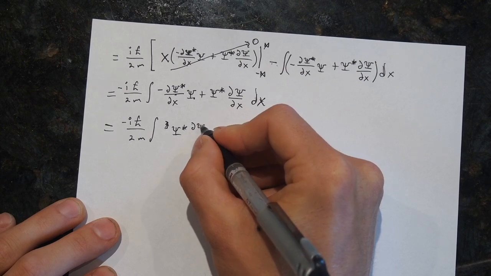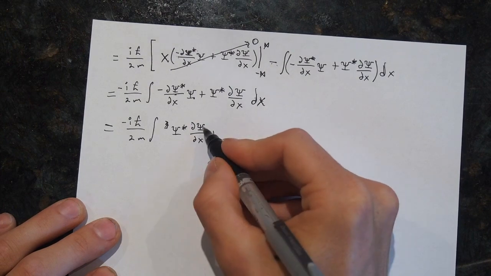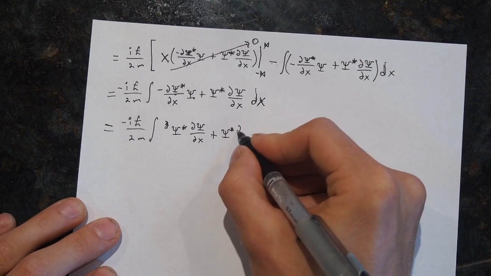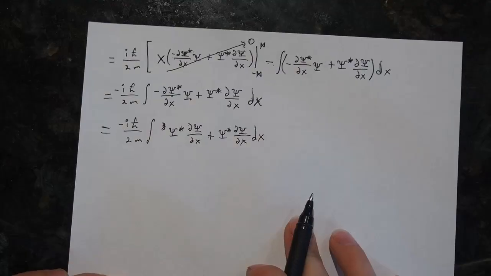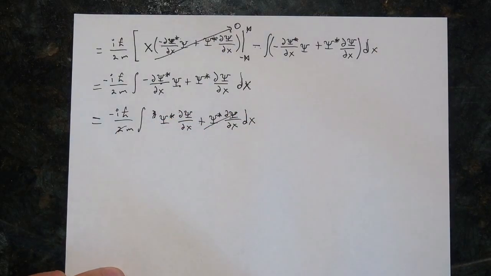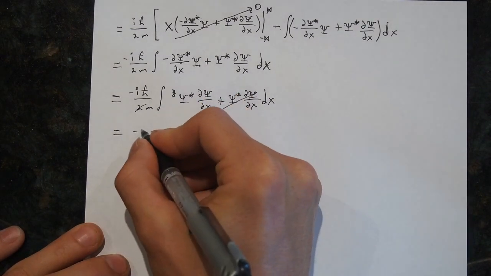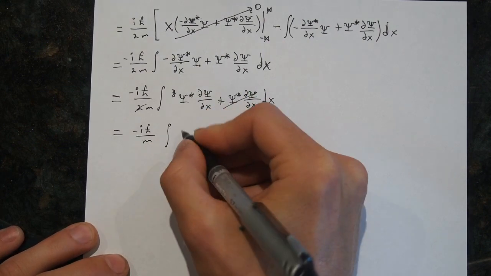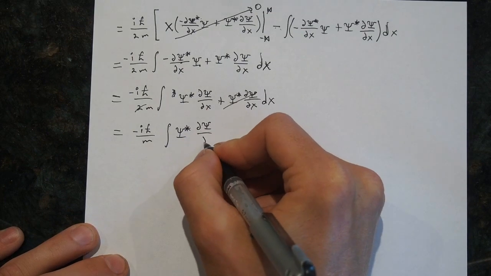We have the partial now of the wave function, and then added to the exact same thing. So that is really good news. We can add these two terms, which cancels out this 2. And what we find is this, over m times the integral of the conjugate times the partial with respect to space.